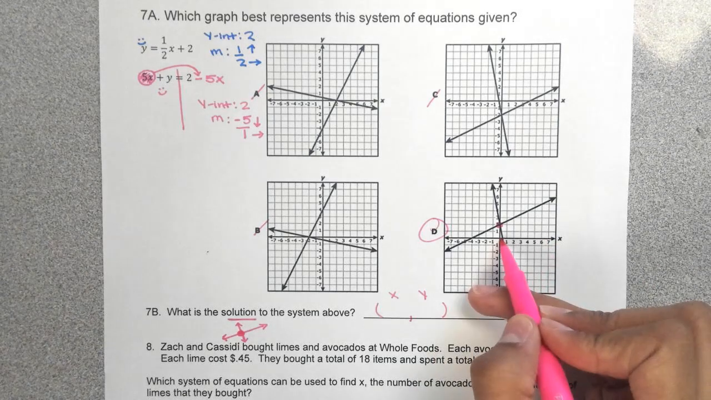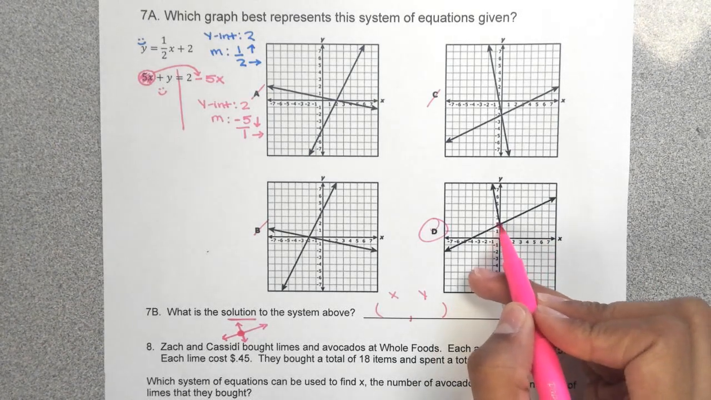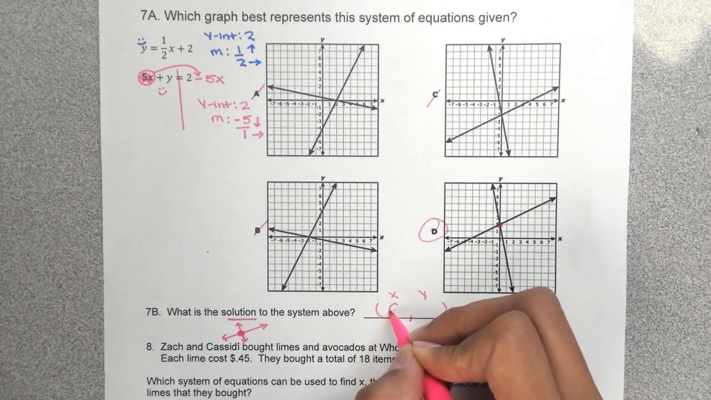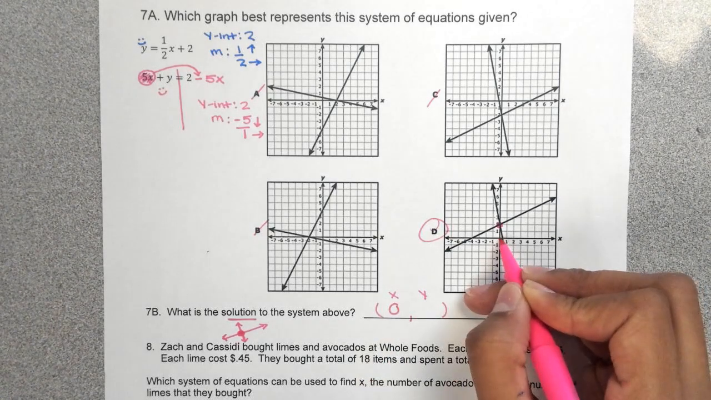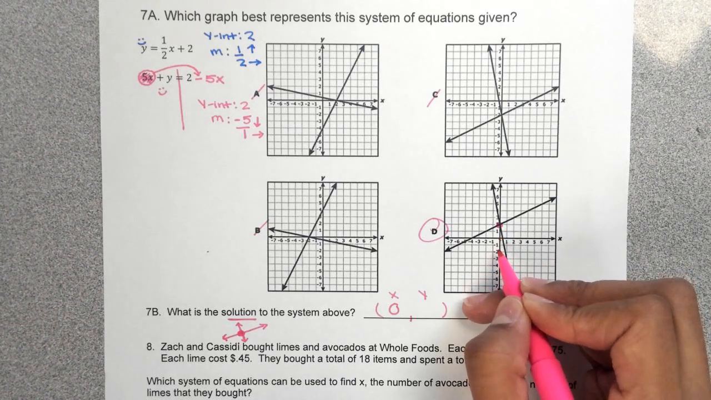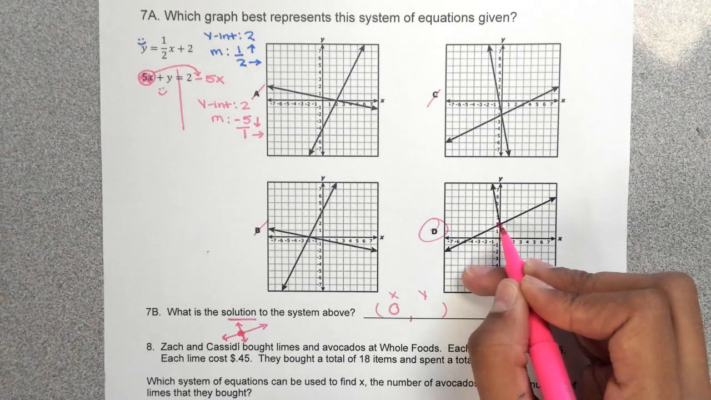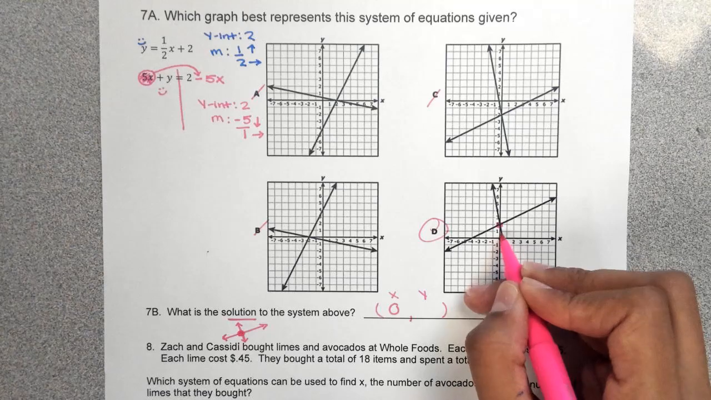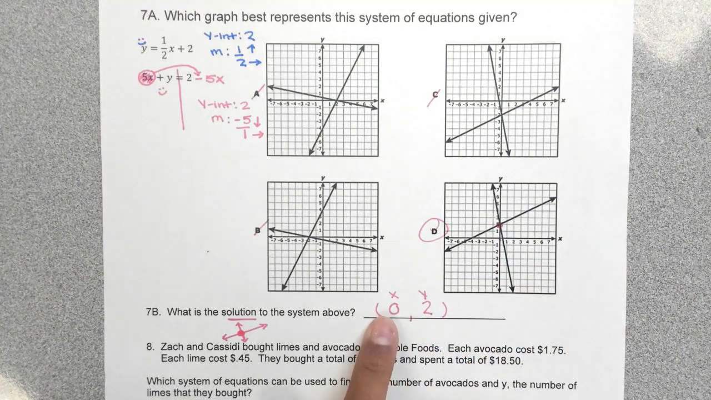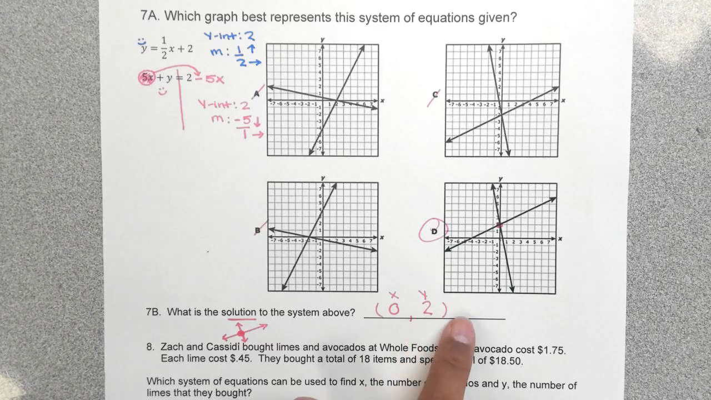So I'm going to start in the middle. In order to get to this point, do I move left or right? No, I don't. So that means my x is 0. Okay, now for my y value. Do we move up or down to get to this point? We move up. Up how many? 2. So my solution is at (0, 2) in parentheses.